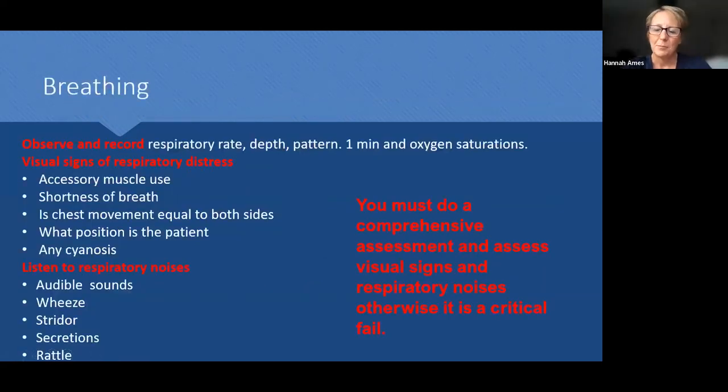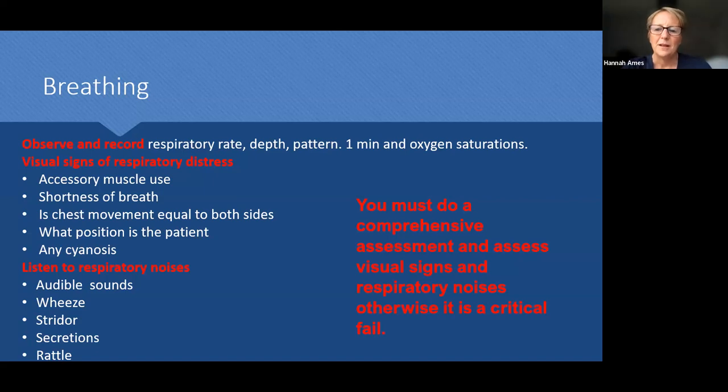So moving on to B for breathing. It's exactly the same marking criteria as in the adult OSCE. First off, you are going to observe and record the respiratory rate for 1 minute. And after that 1 minute, you are going to verbalise what that respiratory rate is. You are also going to verbalise the depth. So was it shallow? Was it deep? Was it just a normal depth? You're also going to verbalise the pattern and the rhythm. So was it regular or irregular?